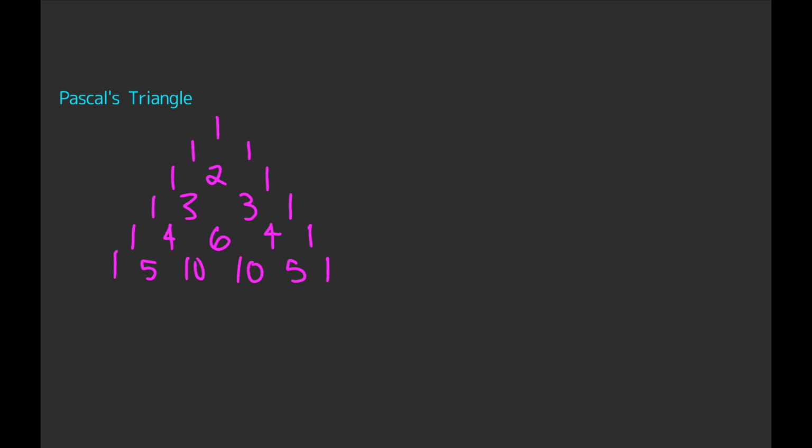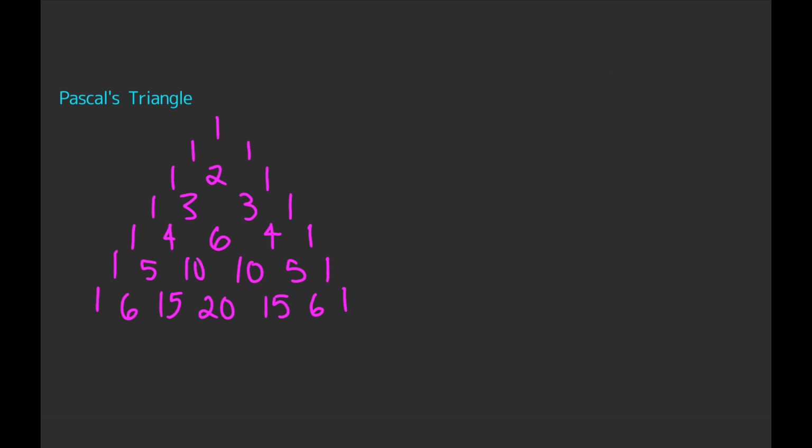Let's keep going. 1s on the outermost sides. 1 plus 5 equals 6. 5 plus 10 equals 15. 10 plus 10 equals 20. 10 plus 5 equals 15. And 5 plus 1 equals 6. And so Pascal's triangle can keep going on forever just like that. But for now, and for today's examples, we're just going to stick with this.